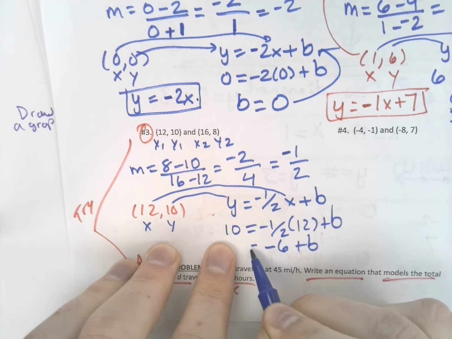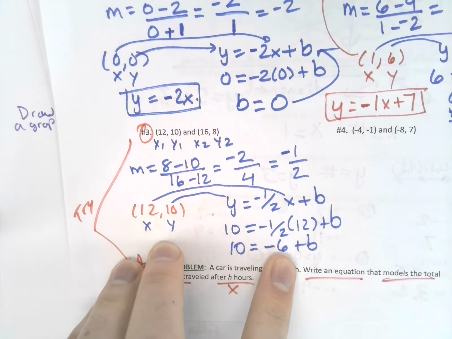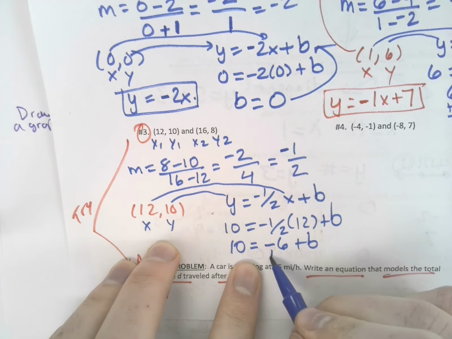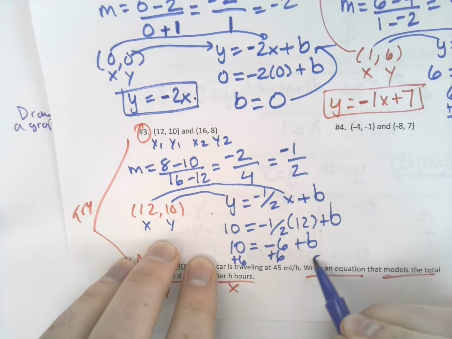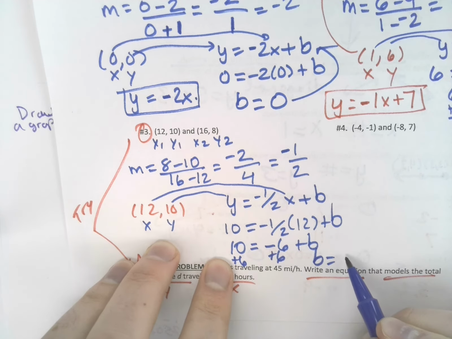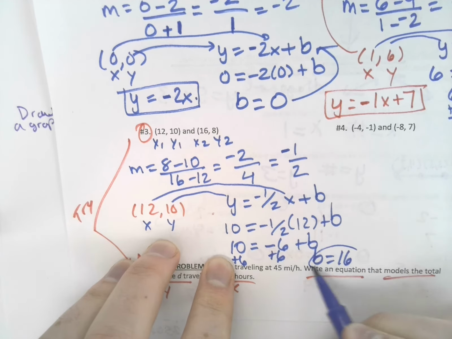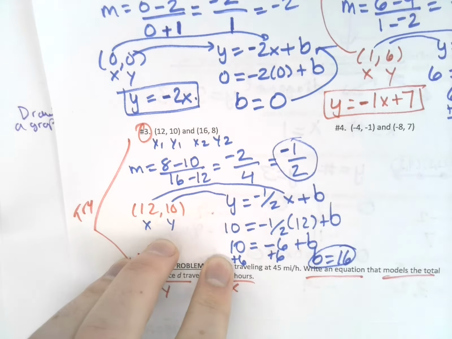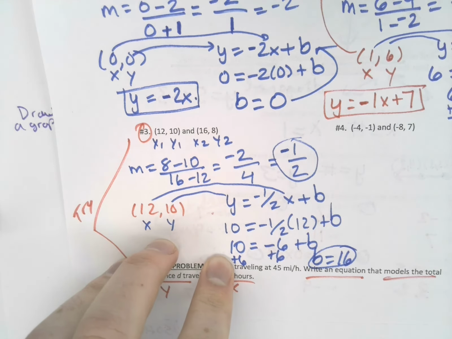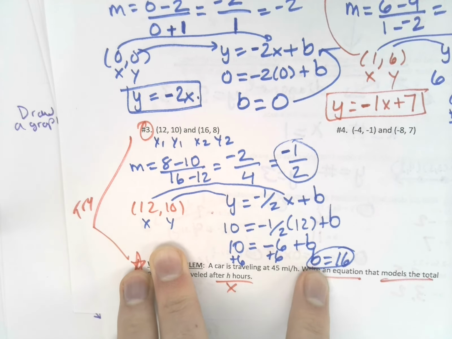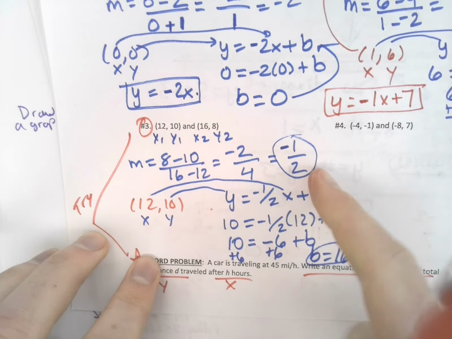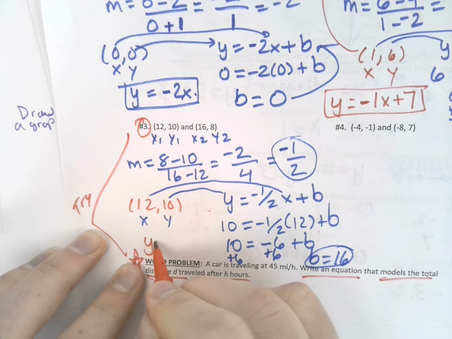Plus b equals 10. And Mary Beth, how would you finish this problem off here? Add 6. So what do we end up getting for b? 10 plus 6, 16. That's the b. Here's our slope. We got everything we need right there, guys. We found our b by plugging in the points. We found our slope by doing y2 minus y1. And what is the equation?